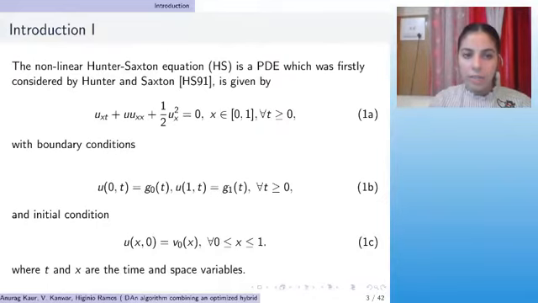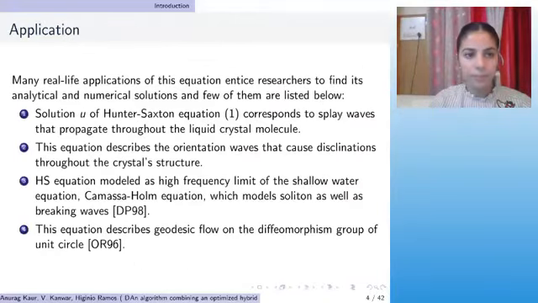Hunter-Saxton equation is a non-linear PDE which was first considered by Hunter and Saxton, and it is given in equation 1, where t and x are the time and space variables respectively. It has many real-life applications and a few of them are listed below. Solution u of Hunter-Saxton equation corresponds to splay waves that propagate through the liquid crystal molecules. This equation describes the orientation waves that cause declinations throughout the crystal structure.